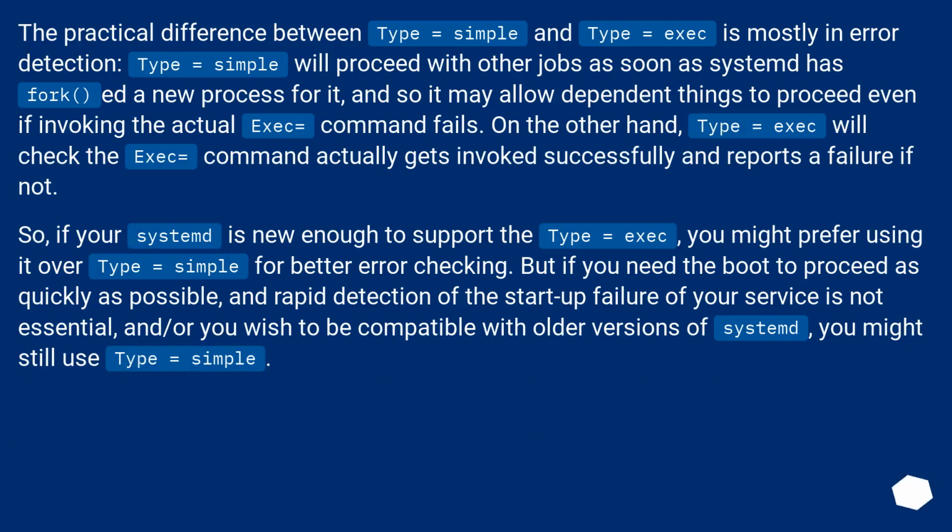The practical difference between Type=simple and Type=exec is mostly in error detection. Type=simple will proceed with other jobs as soon as systemd has forked a new process for it, and so it may allow dependent things to proceed even if invoking the actual ExecStart= command fails. On the other hand, Type=exec will check that the ExecStart= command actually gets invoked successfully and reports a failure if not. So, if your systemd is new enough to support Type=exec, you might prefer using it over Type=simple for better error checking.